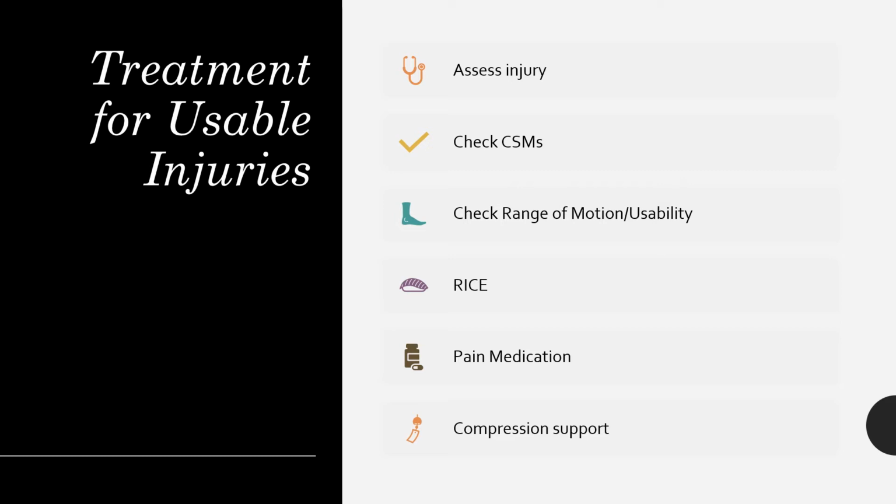So, in order to assess this injury, we want to check two things. We want to check their CSMs, obviously, to see how intact they are. We want to check that range of motion and then that usability.